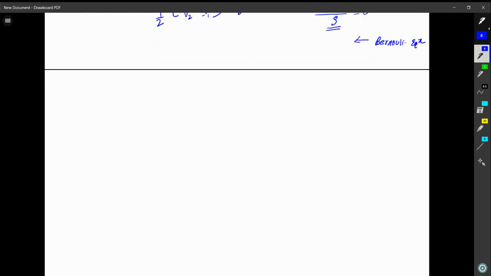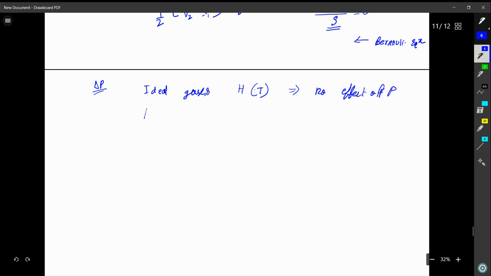Okay. Now there is a small point which says that if there's a change in pressure, what is the effect on enthalpy? For ideal gases, enthalpy is a function only of temperature, which means there is no effect of pressure. And for real gases, whenever they behave like ideal gases, there is no effect of pressure. But otherwise, H is dependent on both pressure and temperature. And for solids and liquids, we say that delta H equals VdP.